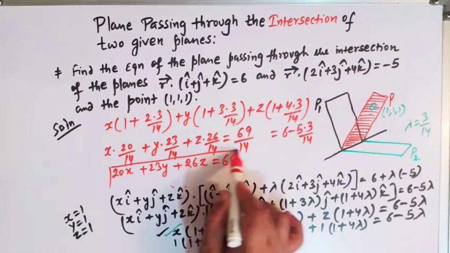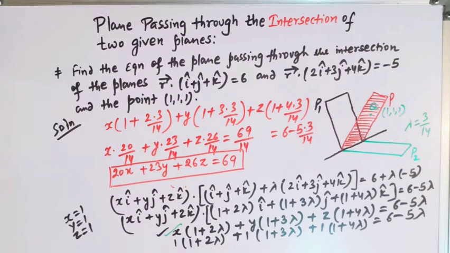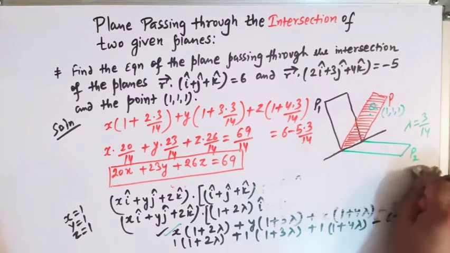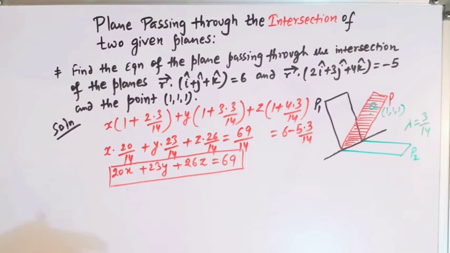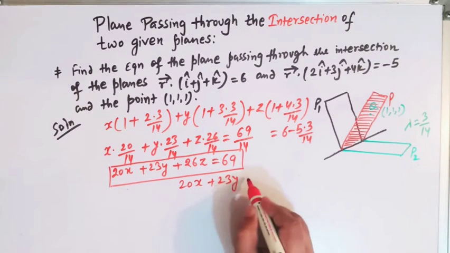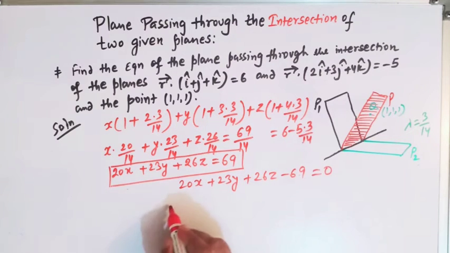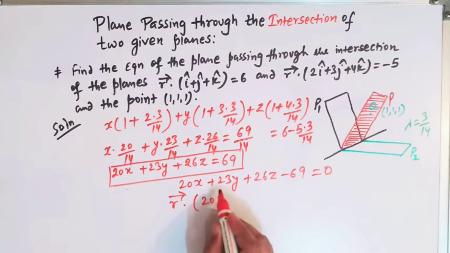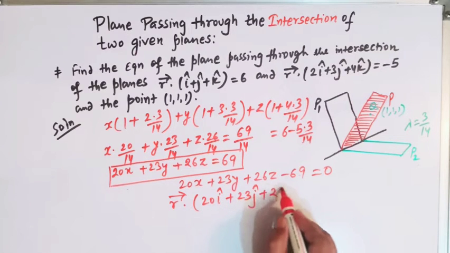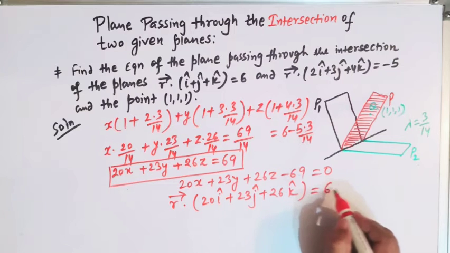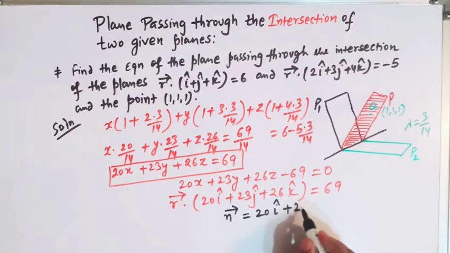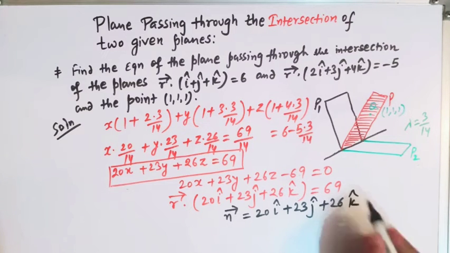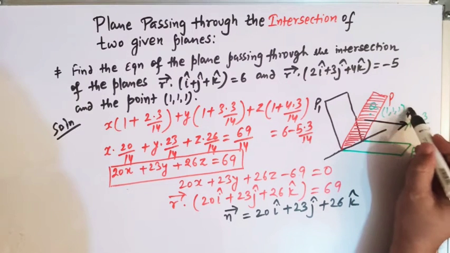So viewers, this is the Cartesian equation of the plane P, and we can convert this equation into vector form, right? So what we will do, this equation is 20x plus 23y plus 26z minus 69 equal to 0. So we can write it as r dot (20i cap plus 23j cap plus 26k cap) equal to 69. And here the normal vector is given by vector n, and this is 20i cap plus 23j cap plus 26k cap, right? So the normal vector is like this. Clear?